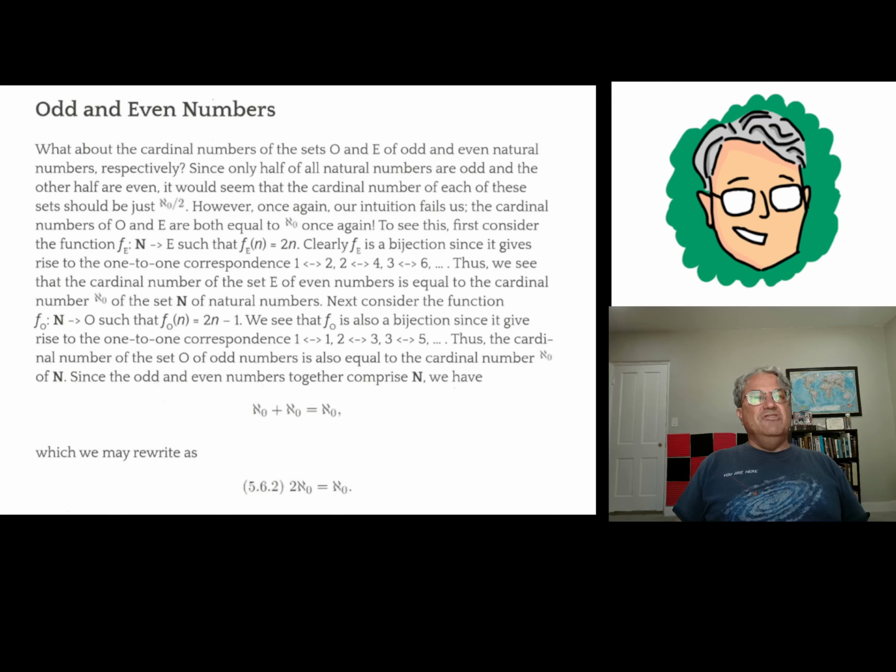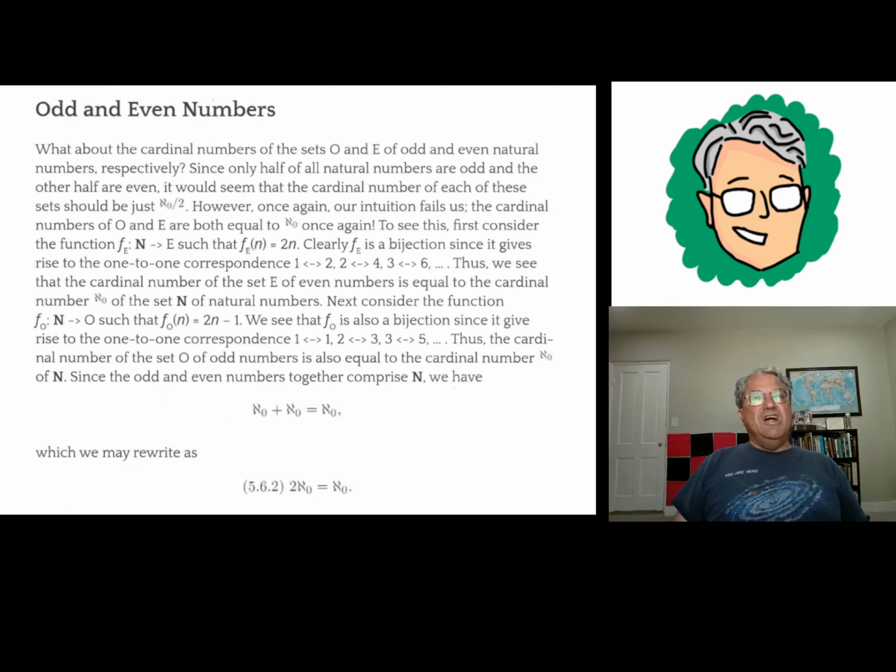That means there have to be the same number of even numbers as natural numbers. In other words, the cardinal number of the set of even numbers, the cardinal number of E, is also aleph null. And it's pretty obvious that the cardinal number of the set of odd numbers is also aleph null, because we could do another one-to-one correspondence: n goes to 2n minus 1. So 1 goes to 1, 2 goes to 3, 3 goes to 5, 4 goes to 7, and so on. It's also easy to see that the odd and even numbers have the same cardinality, because you can pair them up, n and n plus 1, like 5 and 6, 7 and 8, 13 and 14, whatever pair you want.